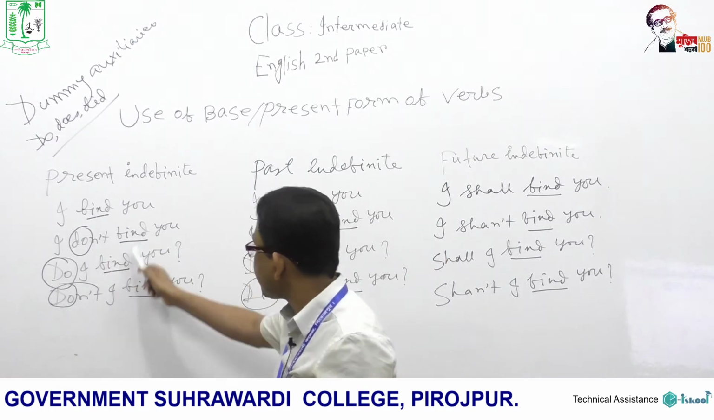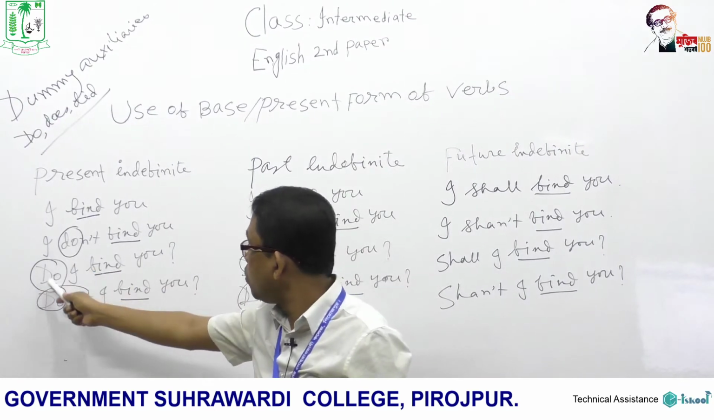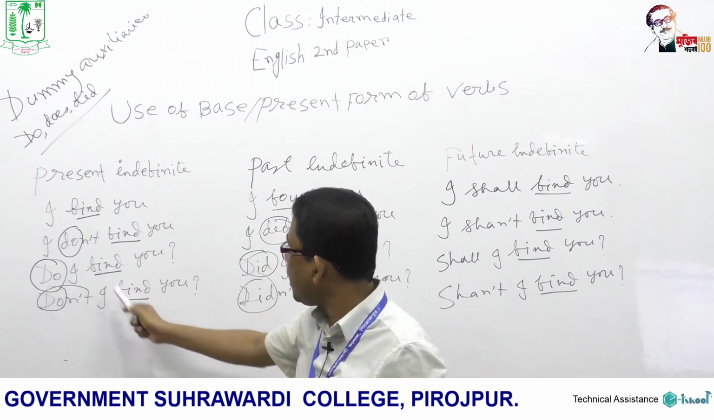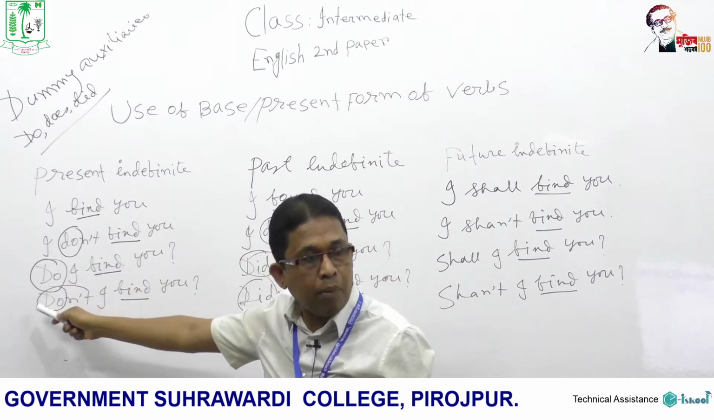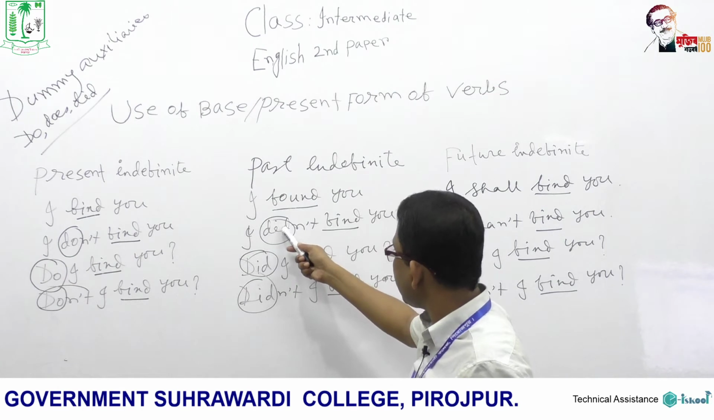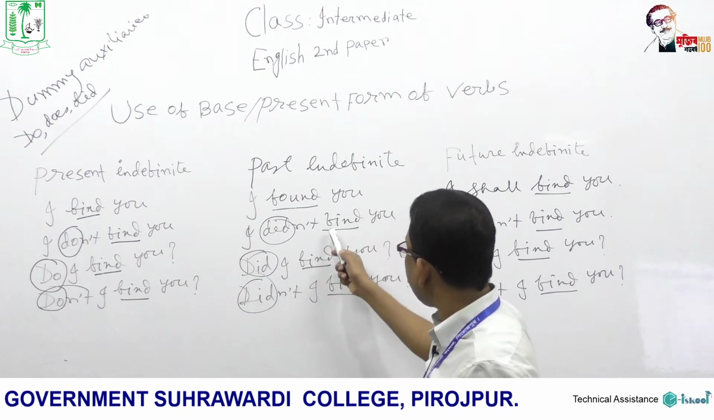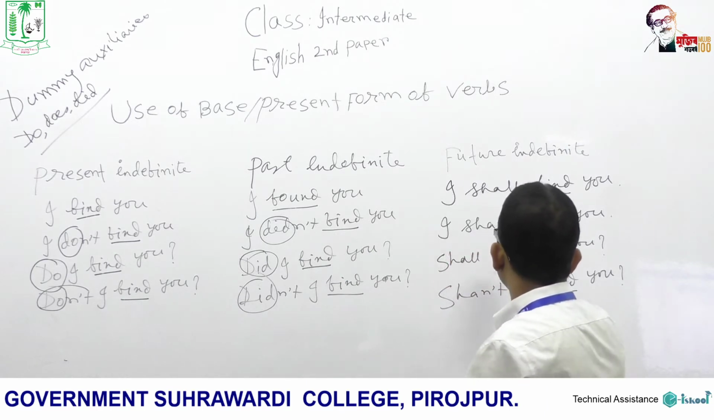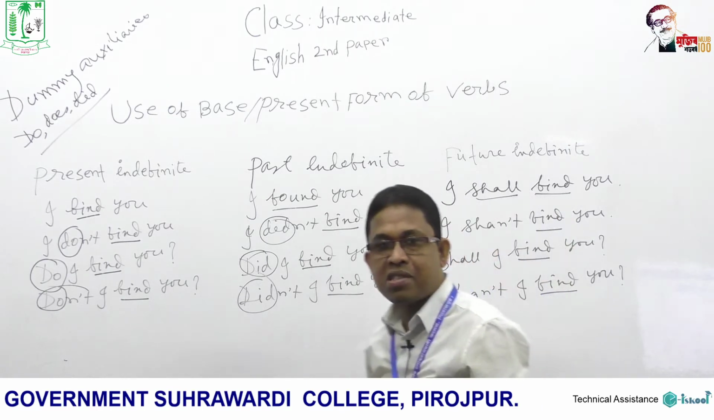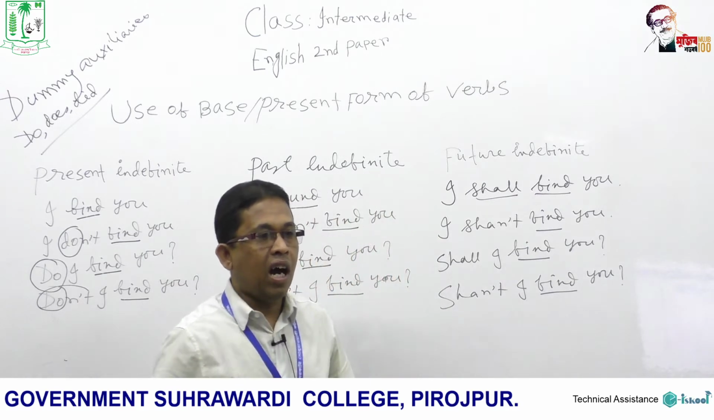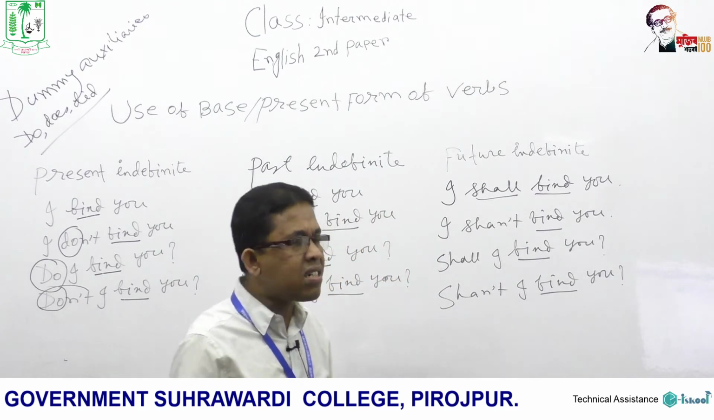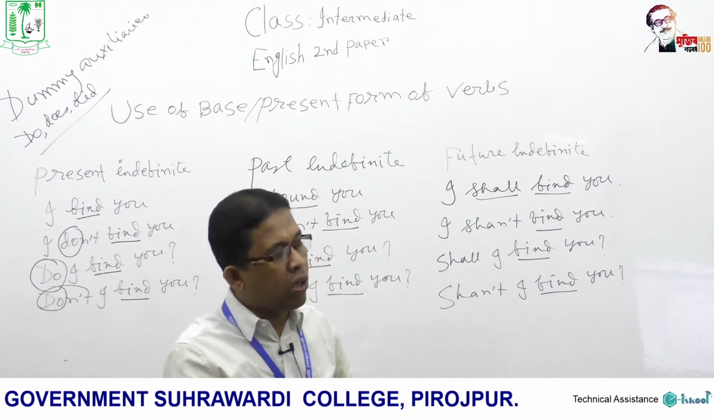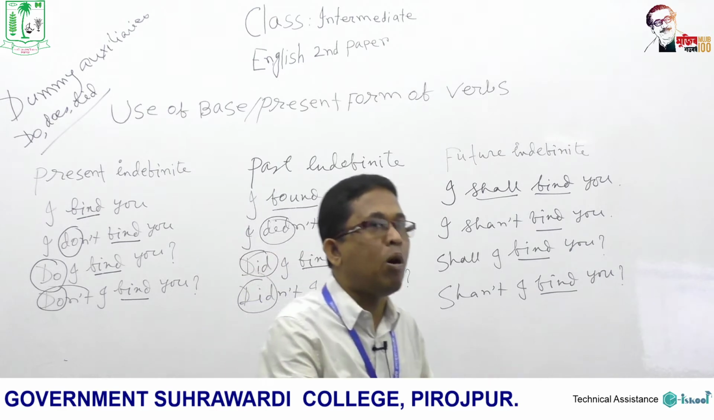In all these sentences we have used the dummy auxiliary do, and that is why we have used the base form of main verbs like find. In the same case, did is a dummy auxiliary, and that is why we have used the base form of main verbs. And what happens here? Shall is a modal auxiliary. In our previous 2 classes, we have learned about the use of modal auxiliaries, and there we learned that modal auxiliaries always take the base form of main verbs.